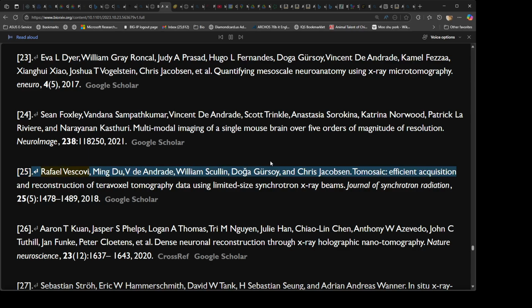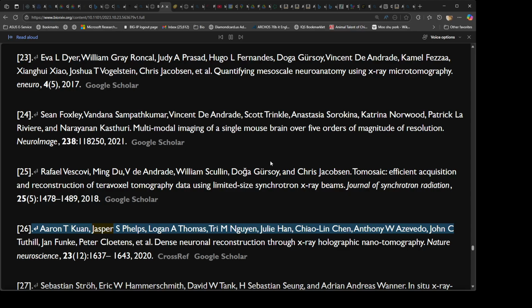Rafael Vescovi, Mingdu, Vid Andrade, William Scullin, Daga Gersoy, and Chris Jacobson. Tomosaic, Efficient Acquisition and Reconstruction of Teravoxel Tomography Data using Limited-Size Synchrotron X-ray Beams. Journal of Synchrotron Radiation, 25, 5 1478, 1489, 2018. Google Scholar. 26.